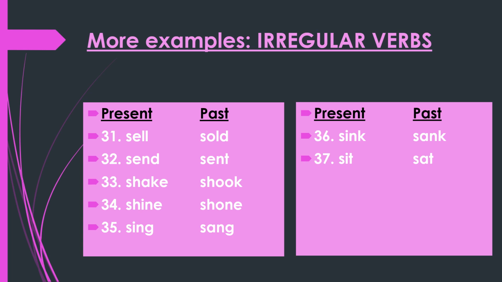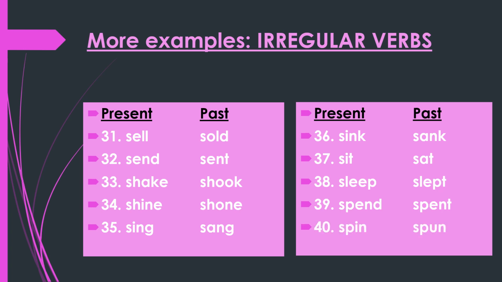Number 39 is spend, that is S-P-E-N-D. Becomes spent in the past tense, that is S-P-E-N-T. Number 40 is spin, S-P-I-N. It becomes spun in the past tense, which is S-P-U-N.